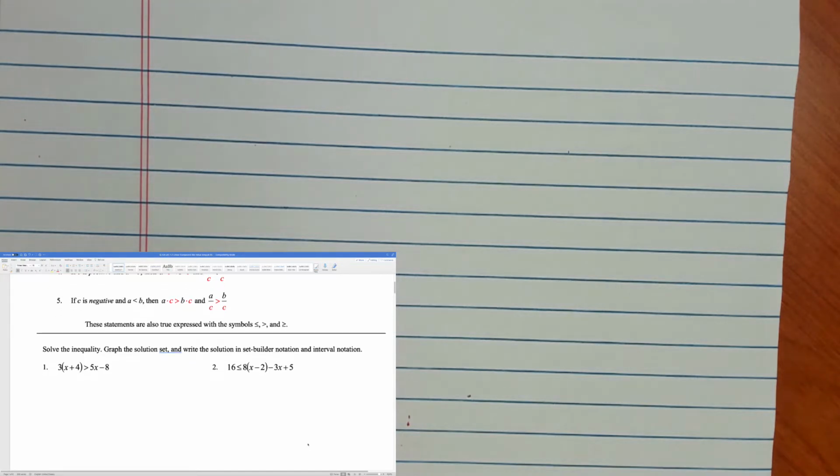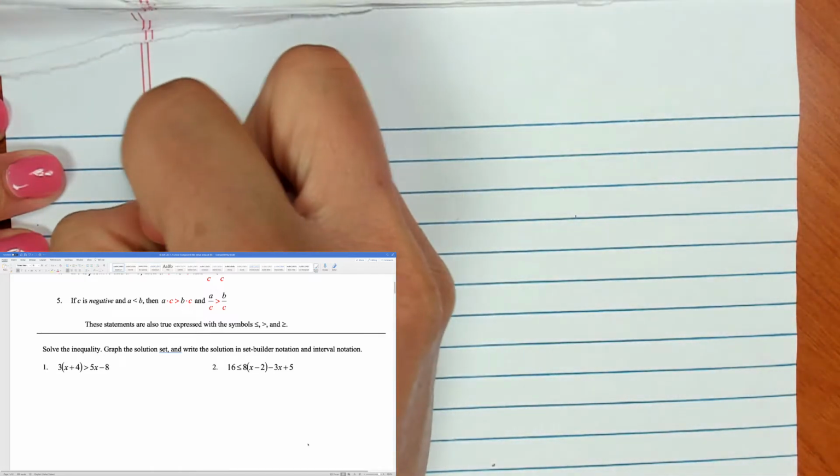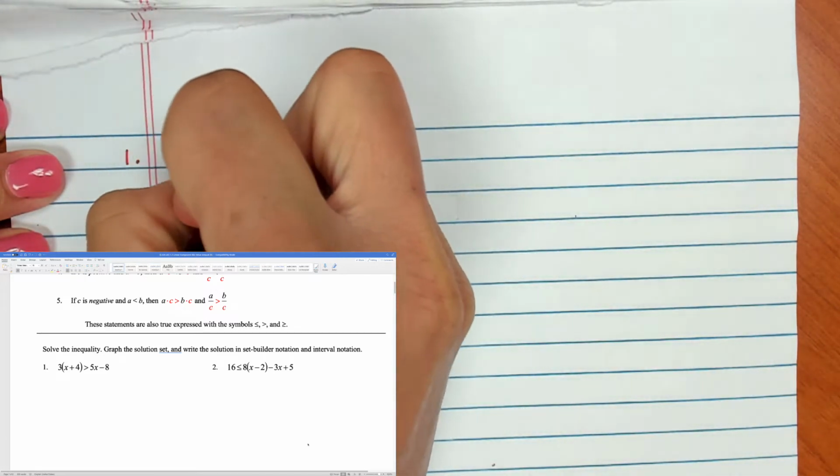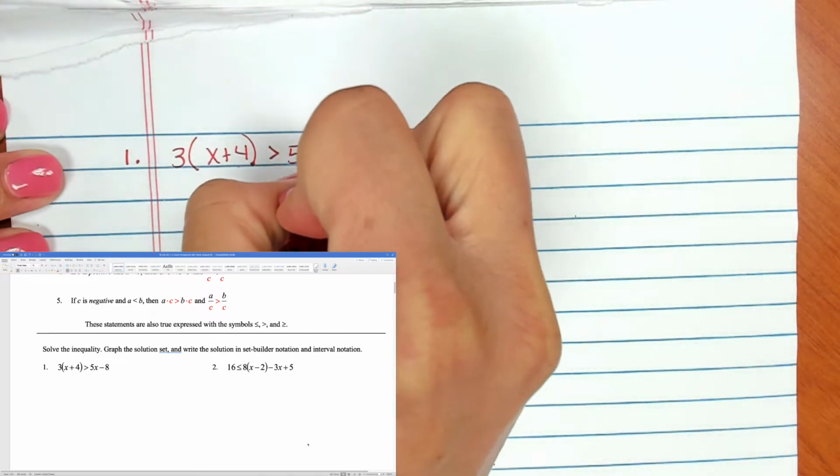Okay, so example 1 is asking us, and you can read that, to solve the inequality, graph the solution set, and write the solution in set builder notation. So it gives us 3 times x plus 4 is greater than 5x minus 8.